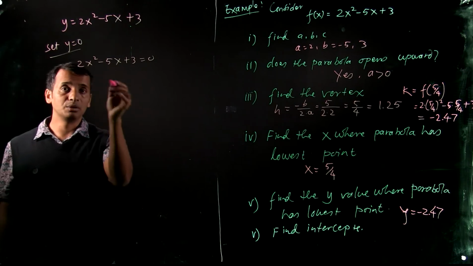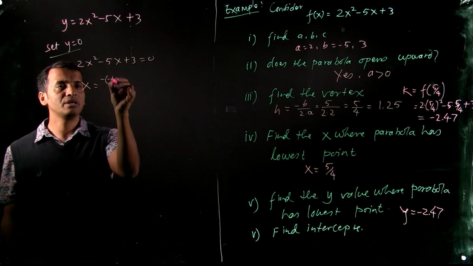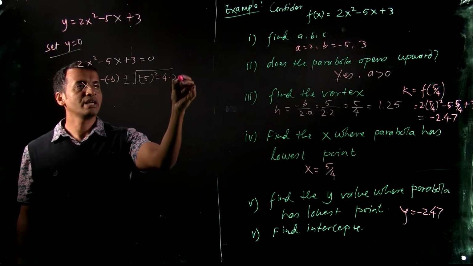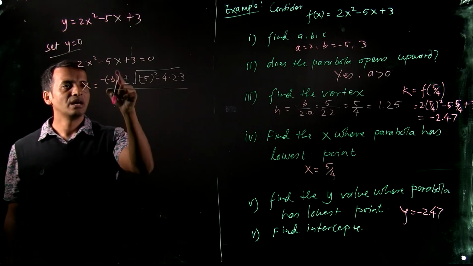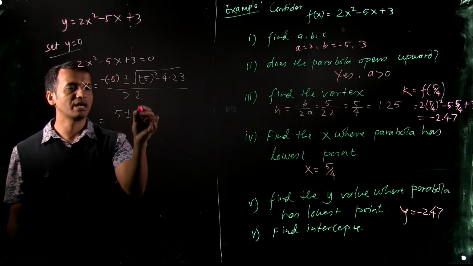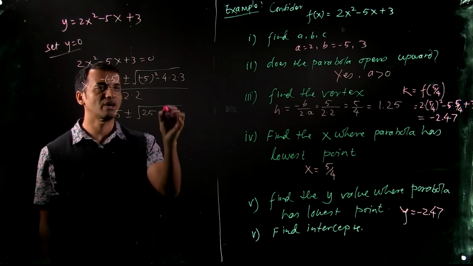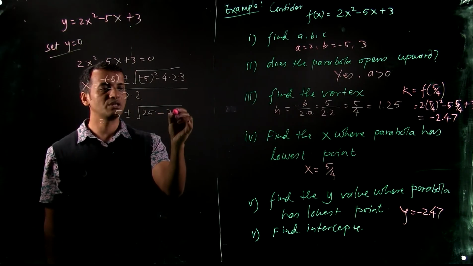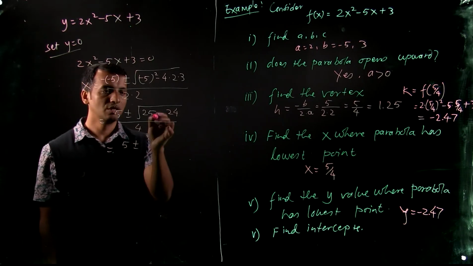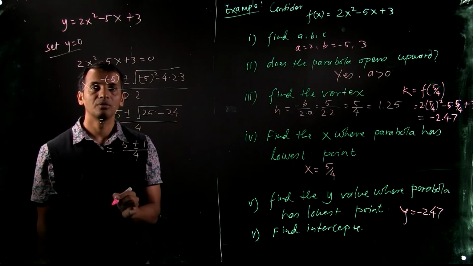How do you find the x-intercepts there? You can solve for x using the quadratic formula. x equals negative b plus or minus the square root of b squared minus 4ac, divided by 2a. Here b is negative 5, and 2 times 2. So what do you get? This is 5 plus or minus the square root of 25, because negative 5 squared is 25, minus 4 times 2 times 3, which is 24, divided by 4.